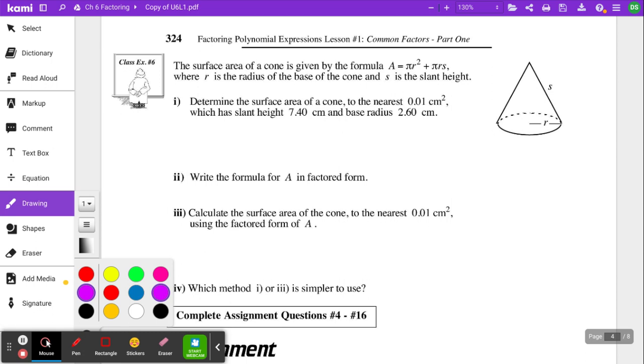Okay. Anyway, it's not even half a circle. So it's this weird shape, it kind of is circular in some parts. That's why there's a pi r squared, but then there's a pi r s thing. Where r is the radius of the base of the cone and s is the slant height.